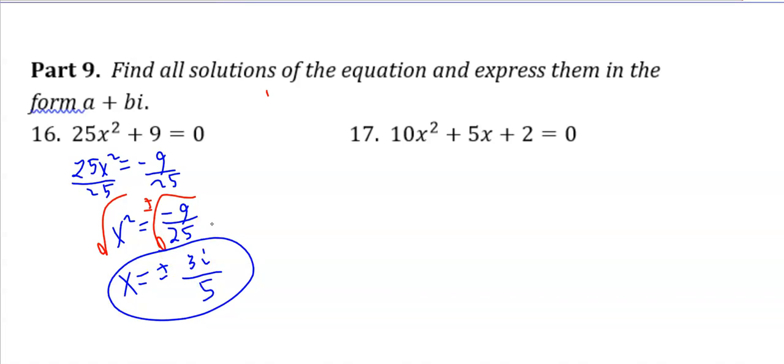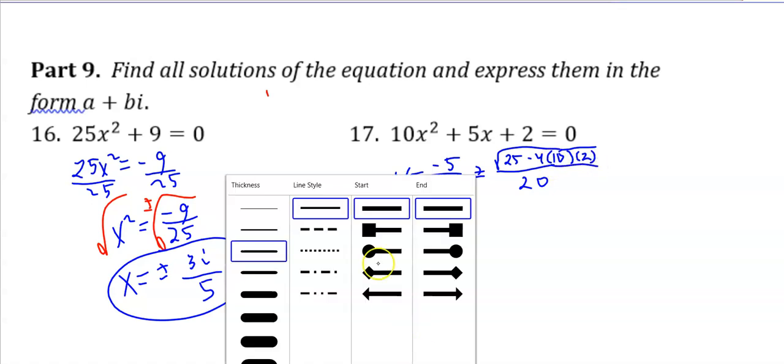And this one, find all solutions. Factors of 20 to add to 5. I don't think so. So let's do quadratic formula here. So we've got x equals the opposite of 5 over 2 times a, so it's over 20. Be b squared, which is 25, minus 4 times 10 times 2.